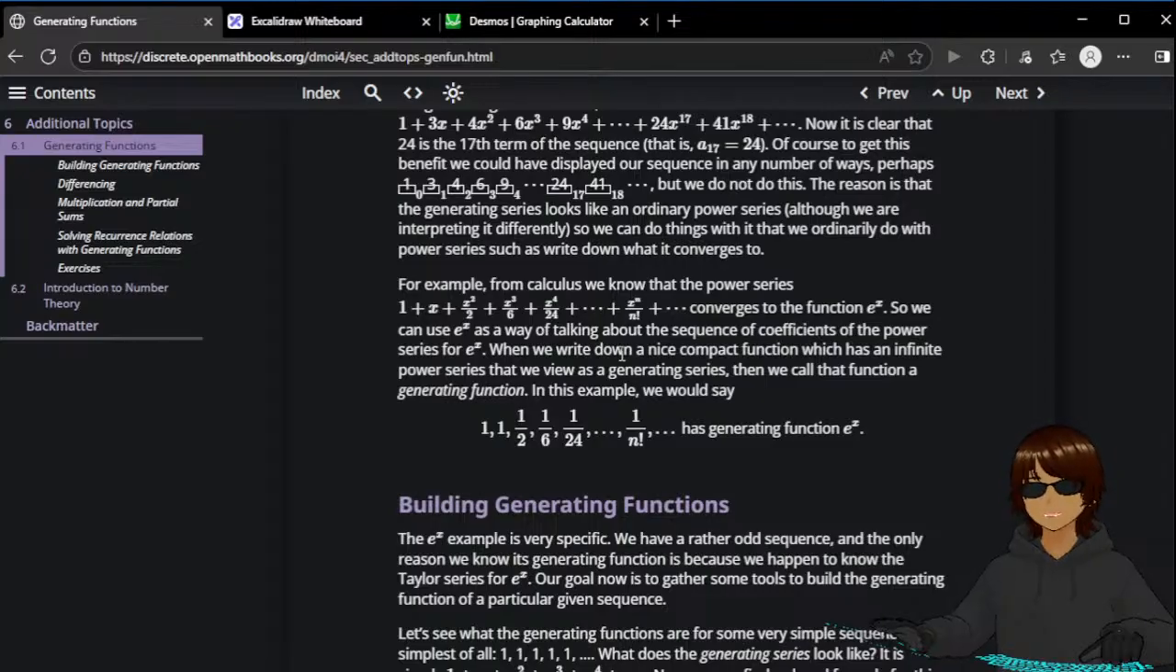When we write down a nice compact function which has an infinite series that we view as a generating series, then we call that function a generating function. In this example, we would say that 1, 1, 1 half, 1 over 6, 1 over 24 has generating function e to the power of x.